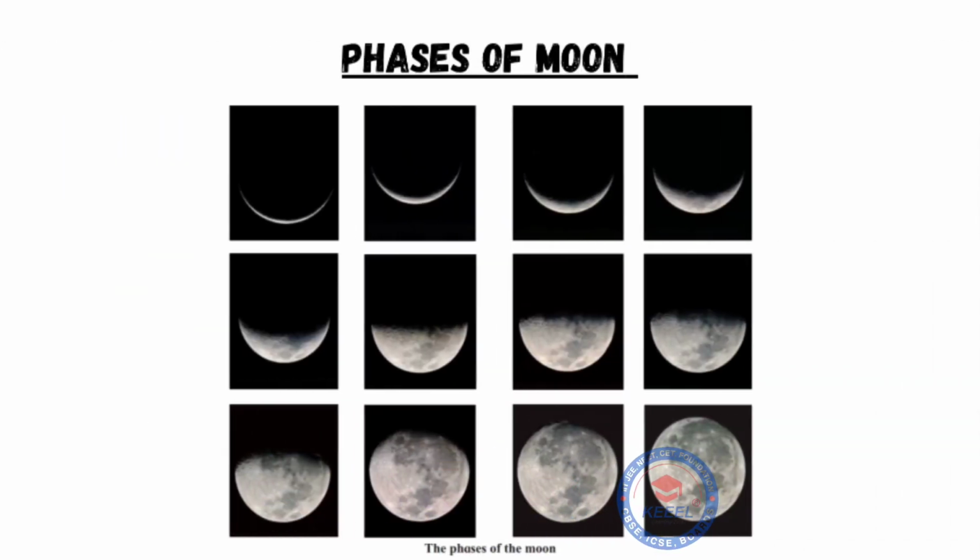Phases of the moon. The moon's phases go through a cycle. From new moon, when we can't see it, to full moon, this is called Shukla Paksha, the waxing moon. From full moon to new moon, this is Krishna Paksha, the waning moon. This whole cycle takes about 28 to 30 days and is called a lunar month. Each day in this month is called a Tithi.